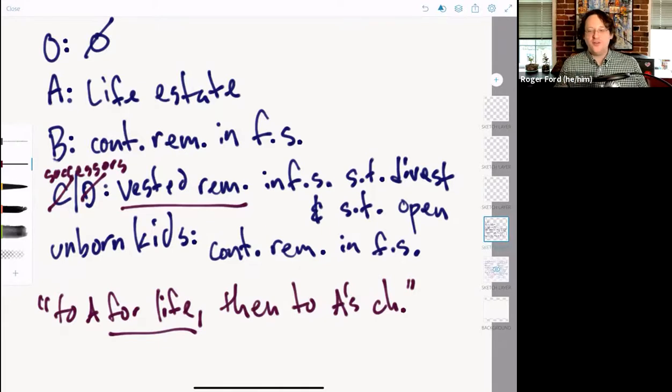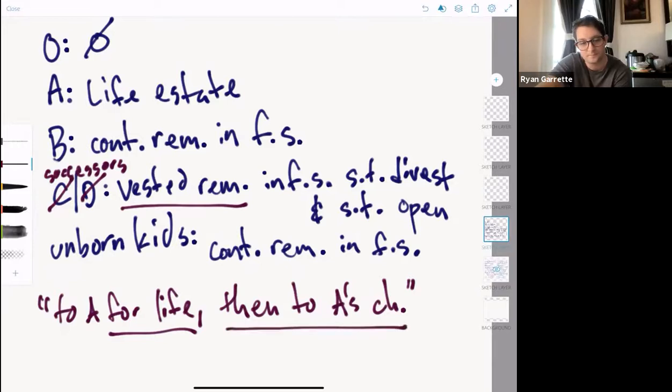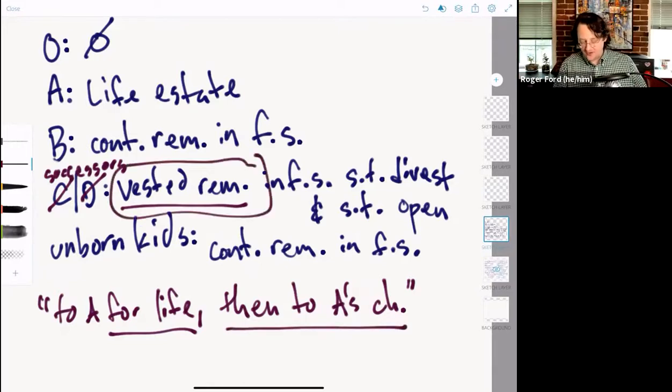So this is one where we look to the terms of the grant, right? And the terms say, then it goes to A's children. And that is this vested remainder that is now in the successors, right? So if A then died, it would go to C and D's heirs or devisees or whoever. But it would still be subject to divestment and subject to open, because if A had another kid, then that kid would be entitled to a third of it. And if A then died without having more kids, B would take it away at that point.